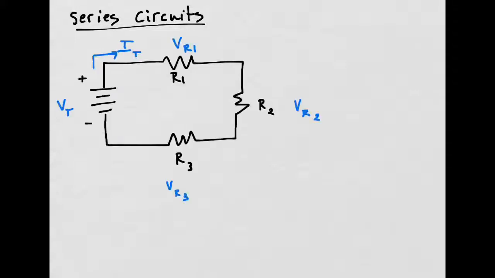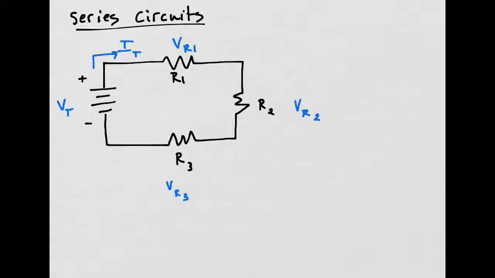Let's take a look at series circuits, the characteristics. First, there's something that's really simple and easy to calculate. If you have a circuit in series, that just means one component after another. So let me draw a picture.